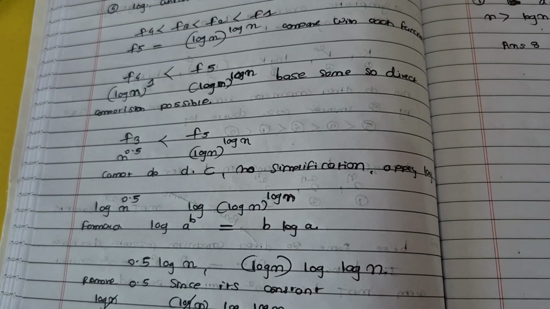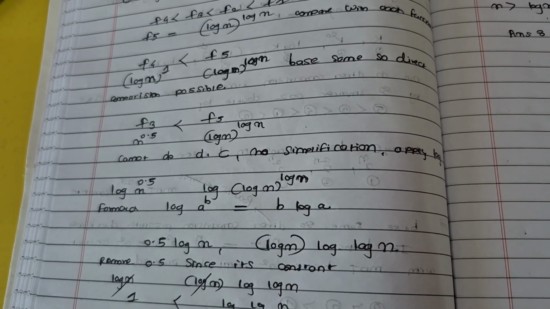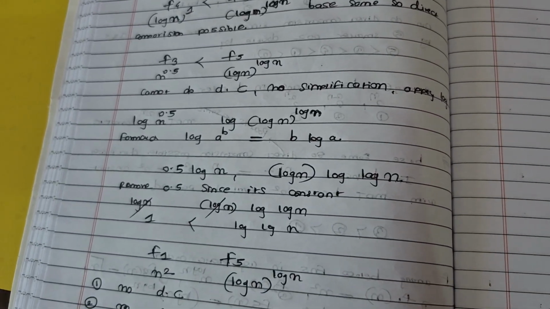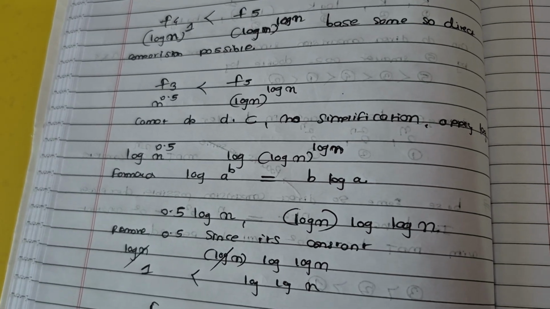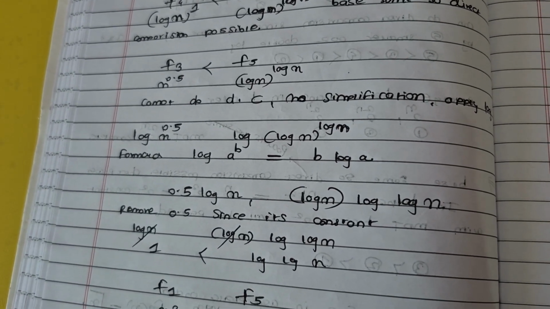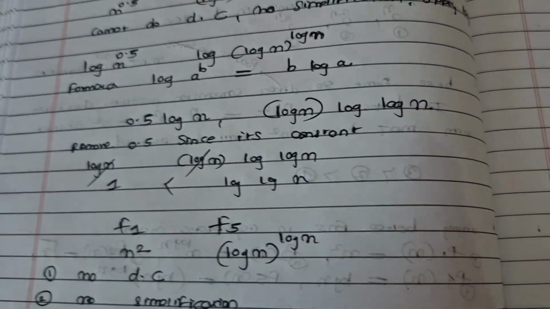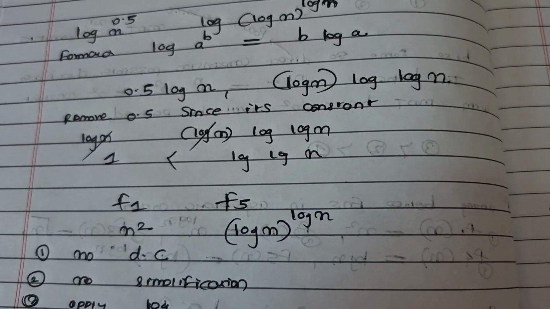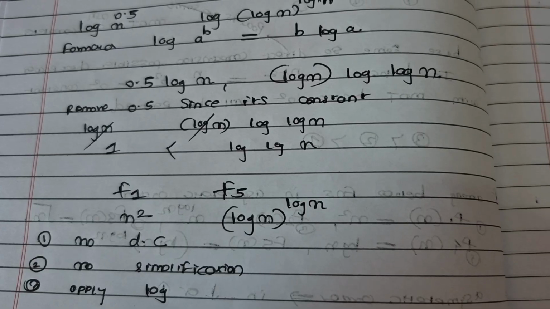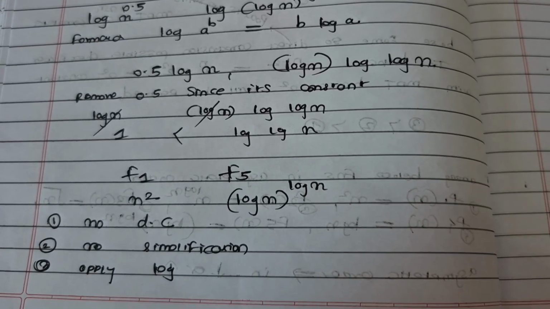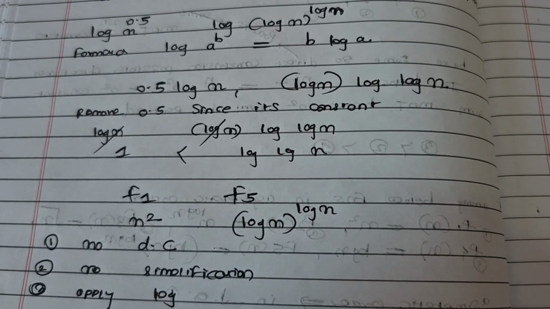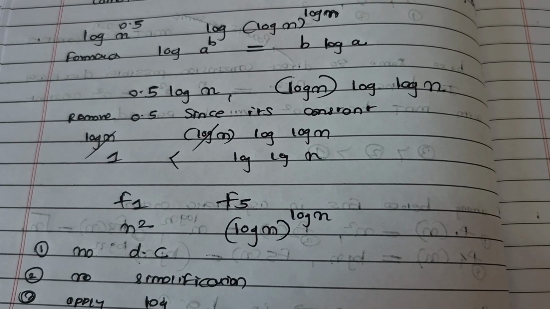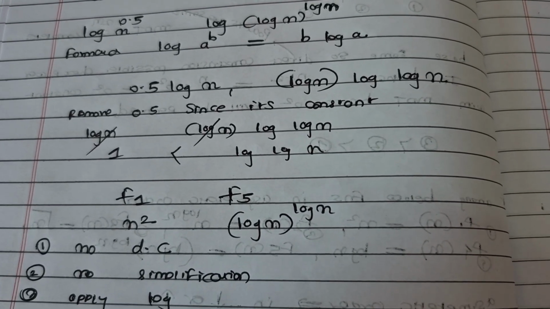So here bases are not same and there is no simplification happening. So third step is apply log. So log n to the 0.5, then log of n to the log n. Then we need to apply log formula, which is log a to the power b, which is b log a. 0.5 log n and log n times log n. So need to remove 0.5 because it's constant. So only here log n would remain, here log of n log n. And when we cut, 1 log n is getting cut, 1 is less than log of n.